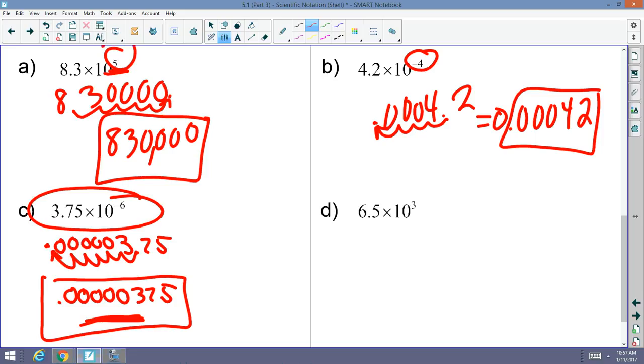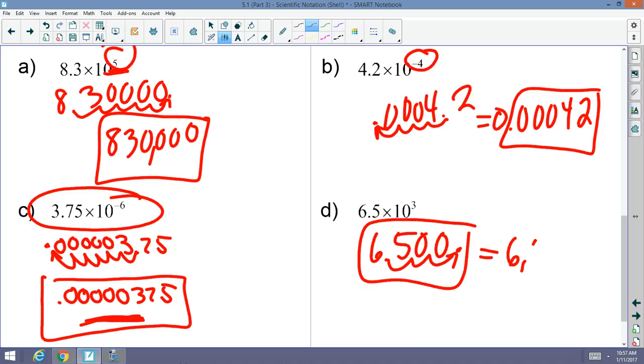And then last but not least, 6.5 times 10 to the third. I go 1, 2, 3 to the right. 6,500. Well, let's clean it up. 6,500.